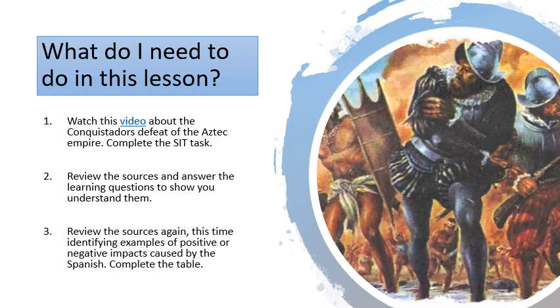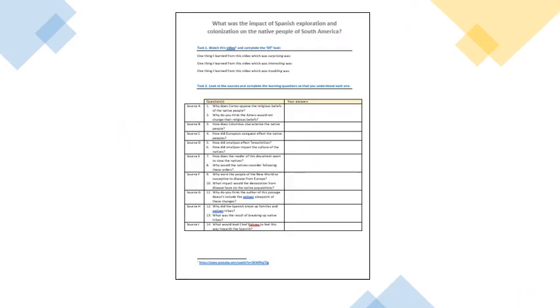And lastly, the third task for today is to look at the sources again, and this time look for examples of positive or negative impacts that were caused by the Spanish, and complete task 3, which is the table. So if you haven't done so already, on the OneNote, you will find in your class notes page a document that looks like this. There's a bit more to it, but this is what I'd like you to focus on today. The first task, the SIT, S-I-T, surprising, interesting, troubling.